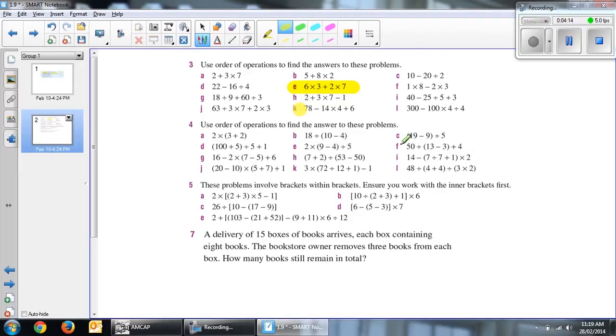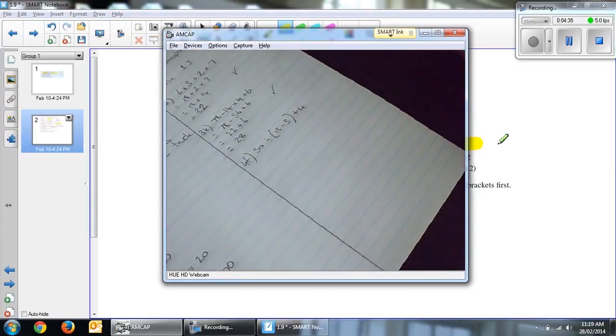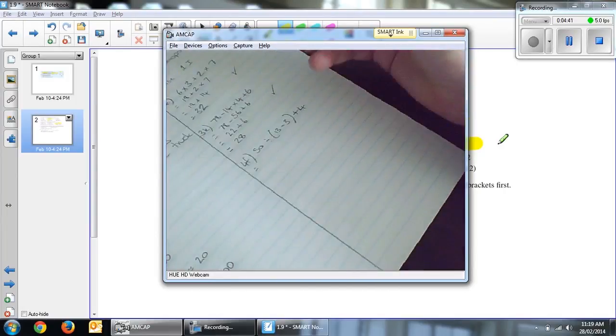Question 4, these ones are a little bit more complicated. Let's go straight to question F. Alright, so 4F. And our question is 50 divided by bracket 13 minus 3 plus 4. Okay. In this instance, we need to do our brackets first. Order of operation says let's do brackets first. Okay, 13 take away 3 is 10.